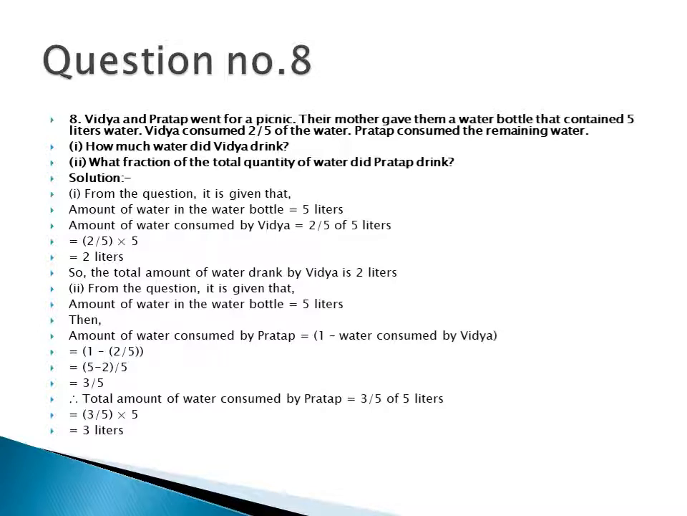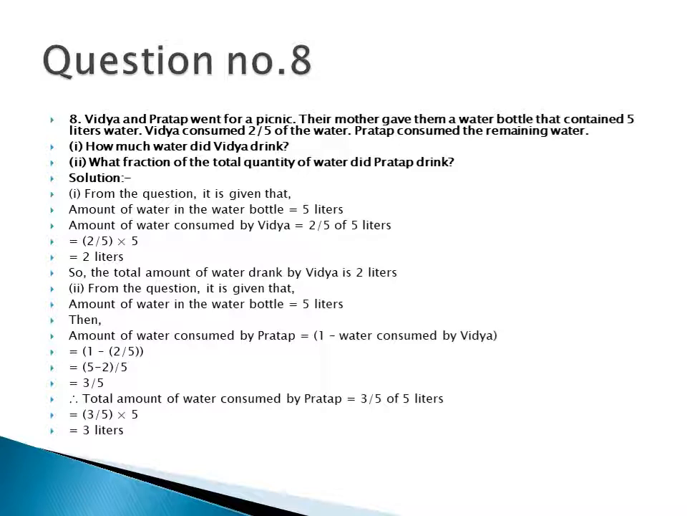what fraction of the total quantity of water did Pratap drink? Solution. From the question it is given that the amount of water in the water bottle equals 5 liters. Amount of water consumed by Vidya equals 2 by 5 of 5 liters. That is 2 by 5 into 5. 5 and 5 will get cancelled, which equals 2 liters. So the total amount of water drunk by Vidya is 2 liters. That ends the first part of the question, that is how much water did Vidya drink.